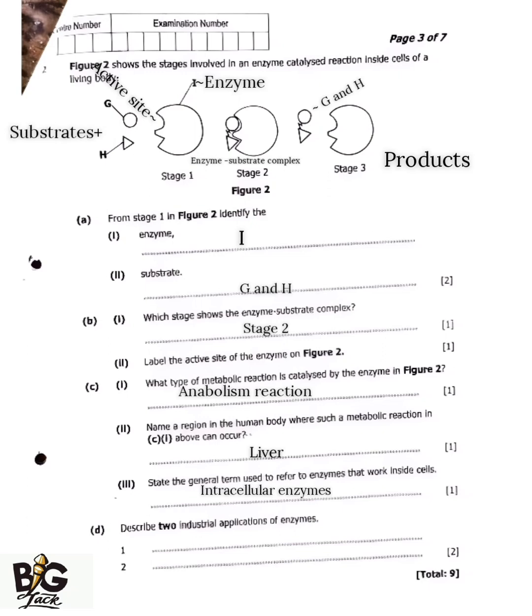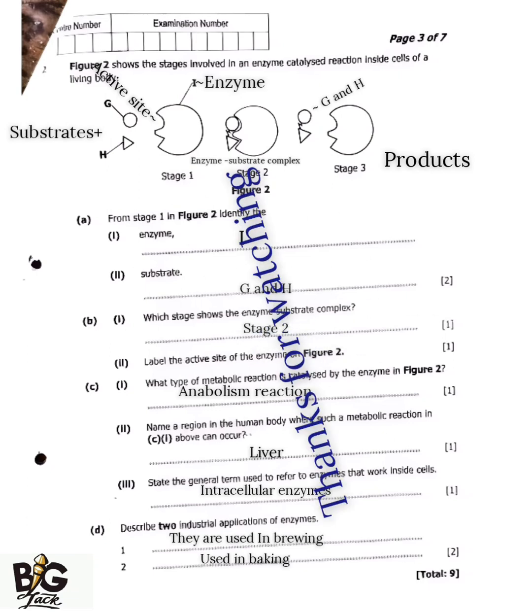Then lastly, question D says, describe 2 industrial applications of enzymes. I'm going to say enzymes are used in brewing, in the making of beer. The last one is that it is used in baking. The enzyme used in baking is the yeast. Yeast acts as an enzyme. So that was the last one.